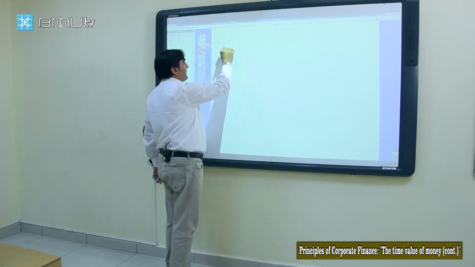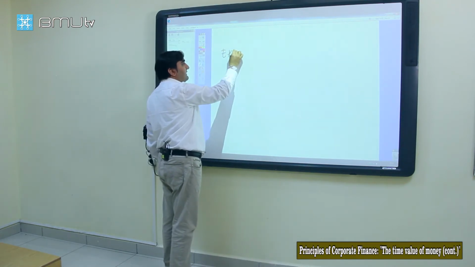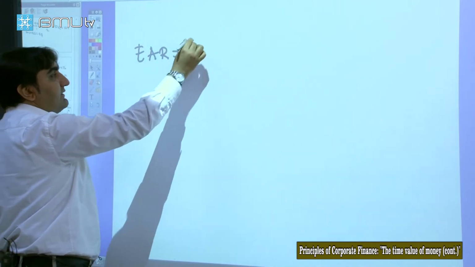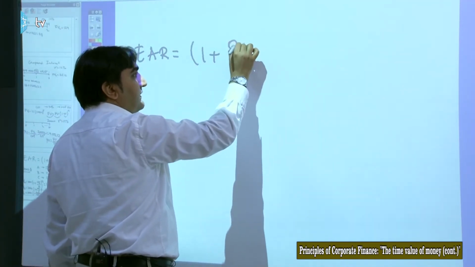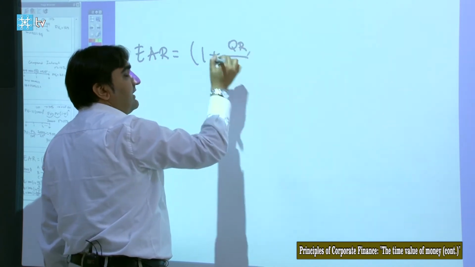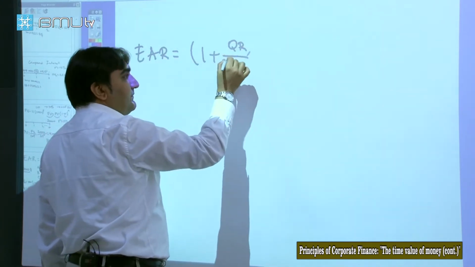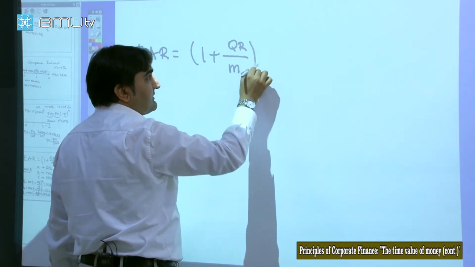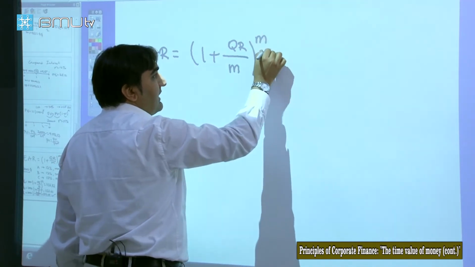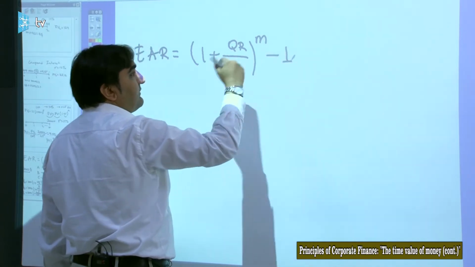So the effective annual rate is 1 plus the quoted or stated rate, in our example 12%, divided by the number of periods, to the power of the number of periods, minus 1. Here we get the rate.